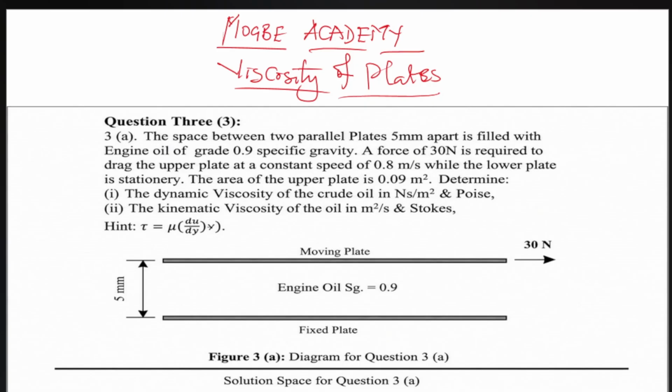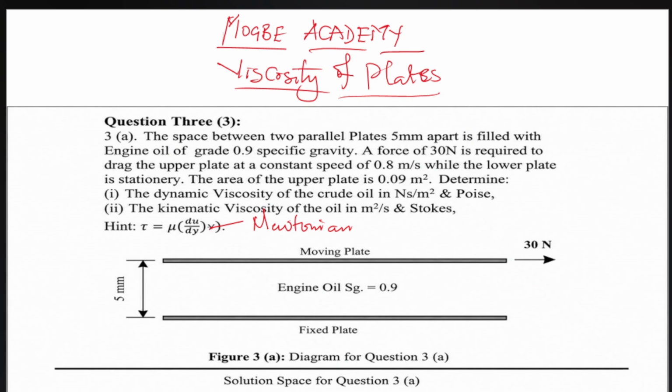Now, you are also given a hint. You are told that shear stress is equal to dynamic viscosity multiplied by velocity gradient. Now remember, this is your rule for Newtonian fluid. So if you've gone through the videos for Newtonian and non-Newtonian fluid, you should be familiar with this equation.